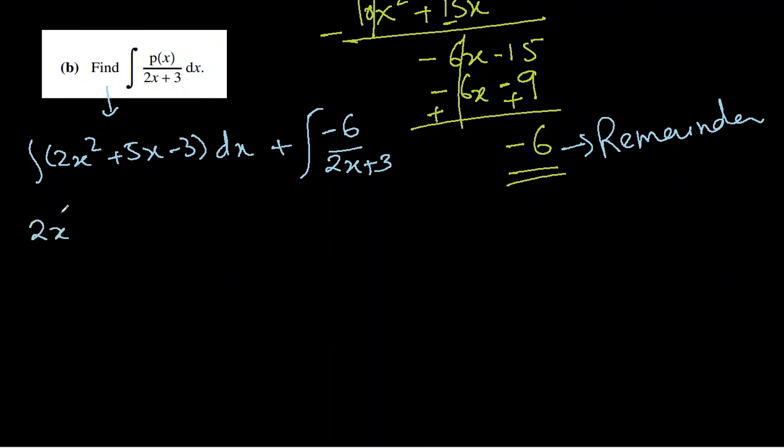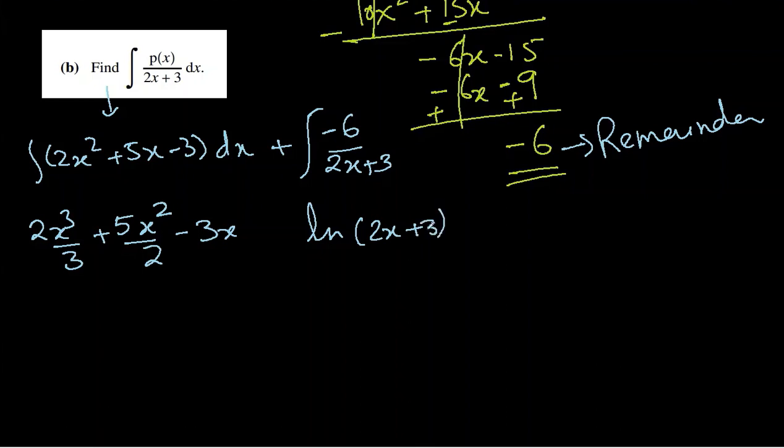It will be 2x cube over 3 plus 5x square over 2 minus 3x. This is the integration of these. And here we have a denominator which is linear. And the best part of the linear is that it becomes, when we integrate, a natural log. 2x plus 3. Now minus 6 will remain minus 6. And we have to divide further by the differentiation, not integration, differentiation of this whole thing. Differentiation of 2x plus 3 is 2. So we have to divide this expression by 2 plus c.